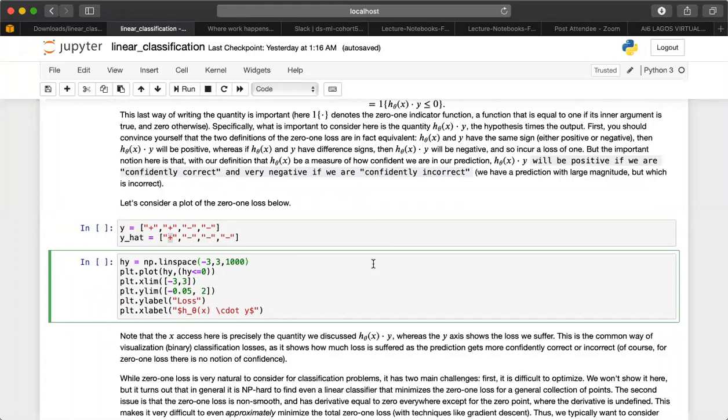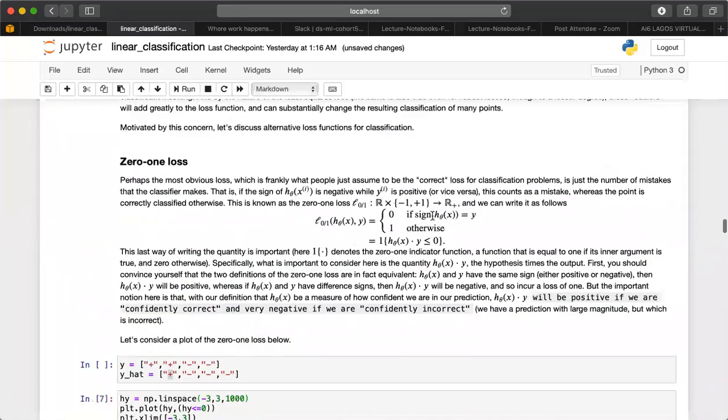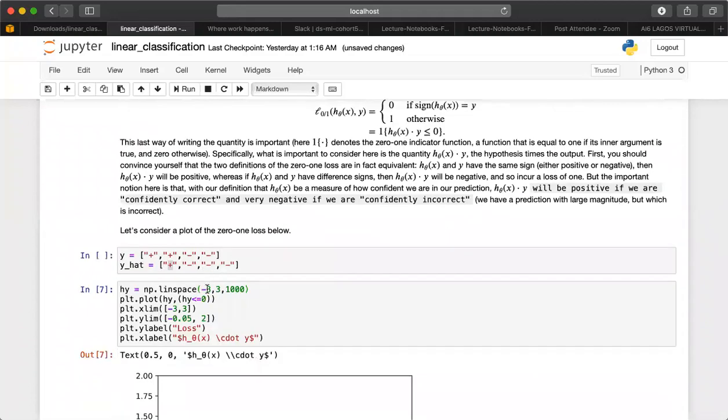Now let's plot what this loss function that we just described looks like. Let's say we have 1,000 values ranging from -3 to 3. This is the same exact thing that we just said here, right? So this is going to give us a bunch of trues and falses. Where it is less than or equal to 0, it will be a true.